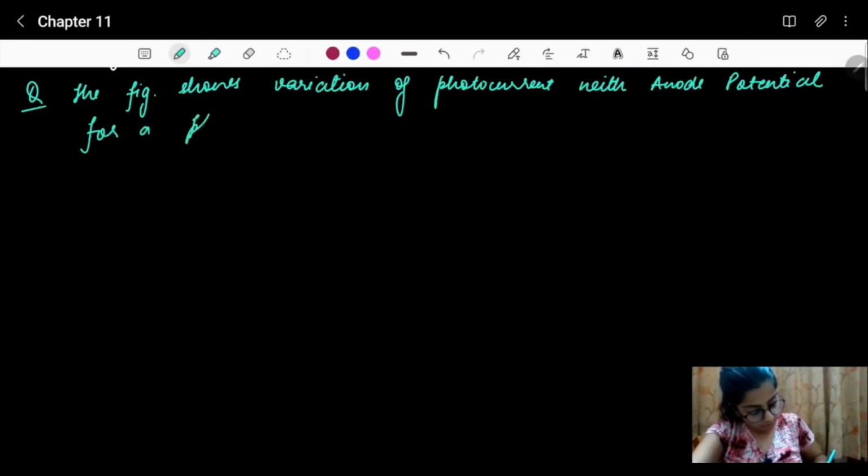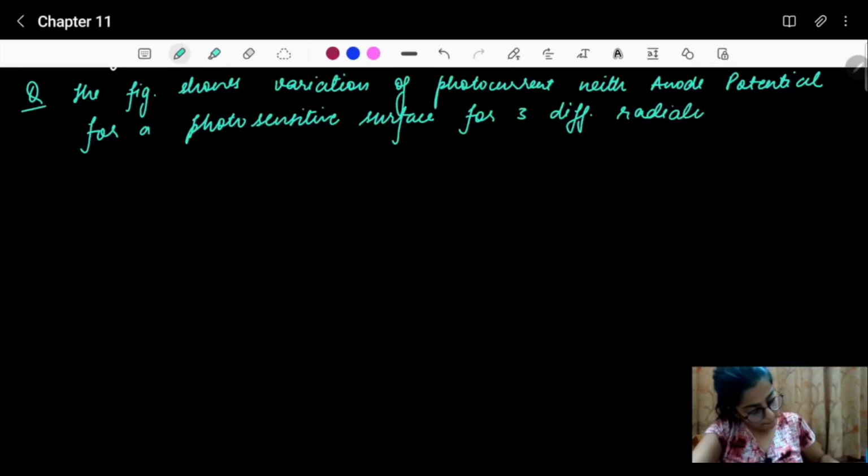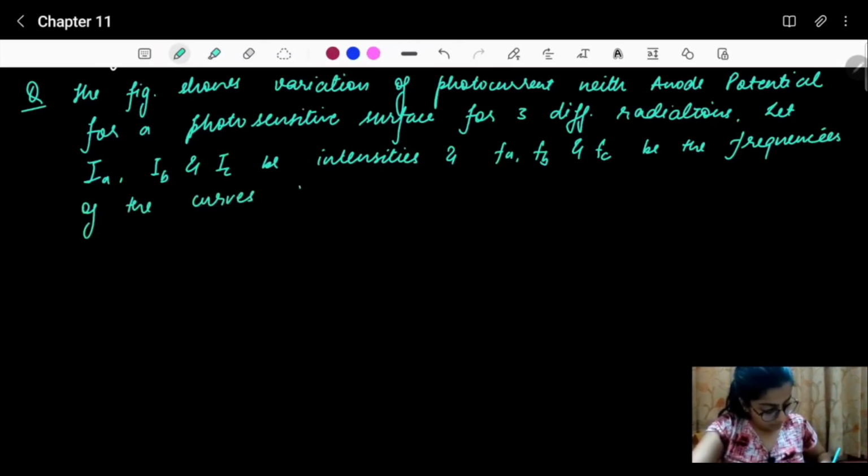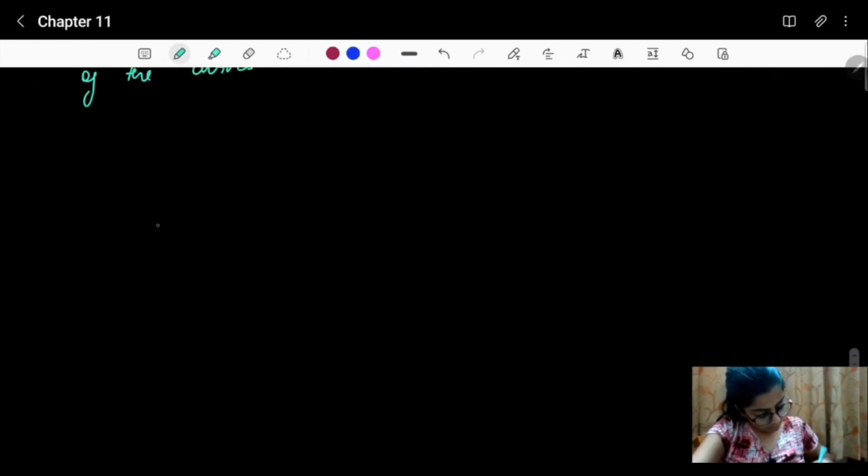For a photosensitive surface for three different radiations, let IA, IB and IC be intensities and FA, FB and FC be the frequencies of the curves A, B and C. So which of the following is correct, that you have to say? That is, okay, let me first of all make the graph.